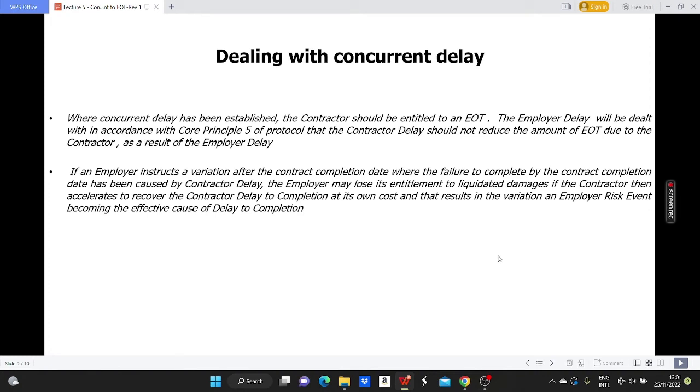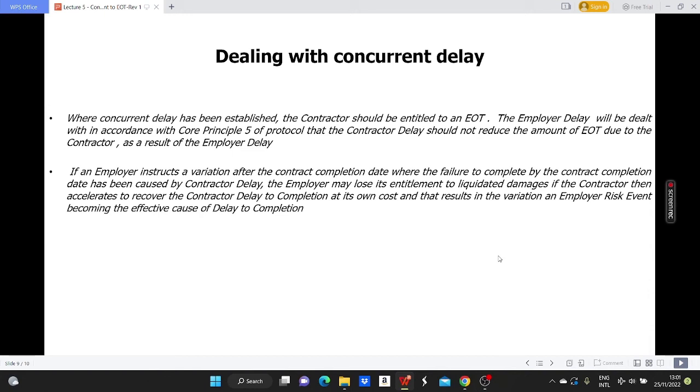An employer should be aware that if it instructs a variation after the contract completion date, where the failure to complete by the contract completion date has been caused by contractor delay, the employer may lose its entitlement to liquidated damages. If the contractor then accelerates to recover the contractor delay to completion at its own cost, and that results in the variation and employer's event becoming the effective cause of delay to completion.